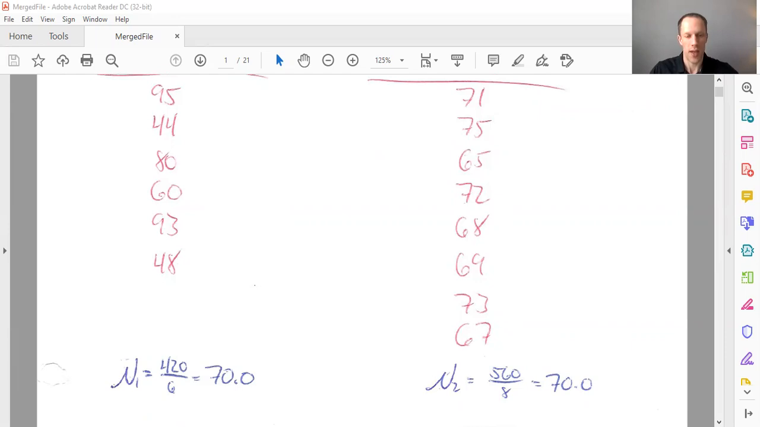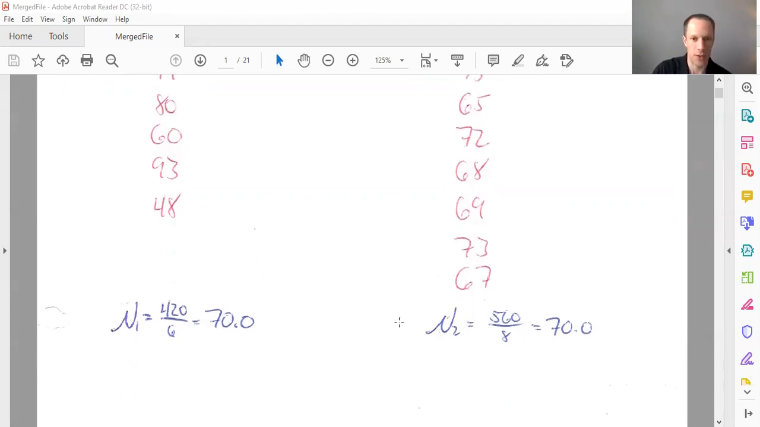So if the only way that we describe the data was with the mean, we might think that we have two data sets that are very similar. And while they are similar in that aspect, you can see from the numbers that are in the data sets that they're actually quite different. So we need to describe more than just the center of our data in order to get the whole story about what's going on in a data set.